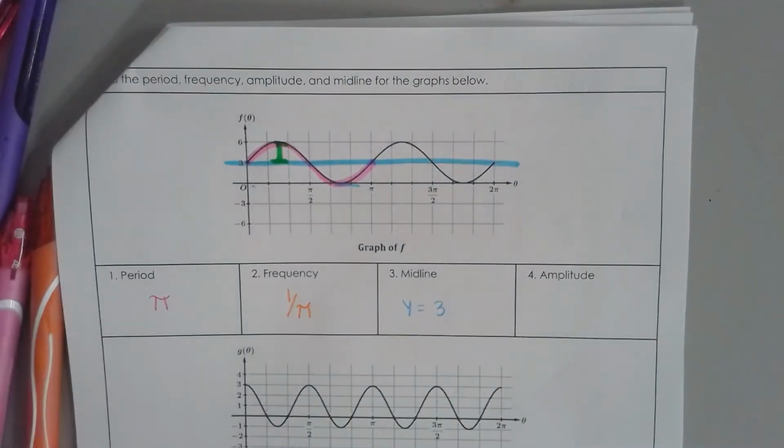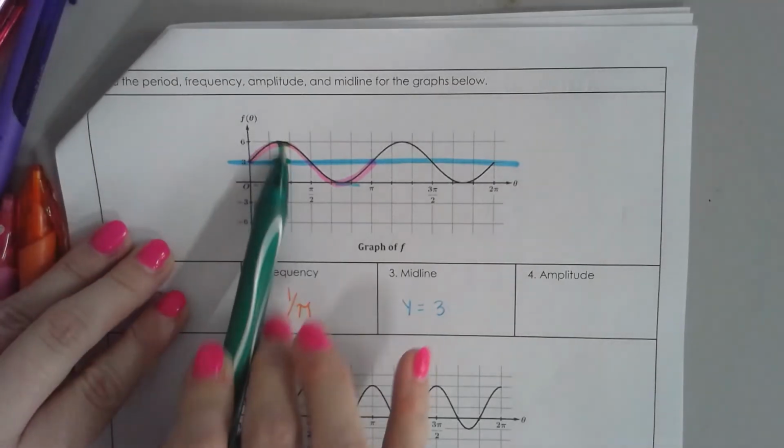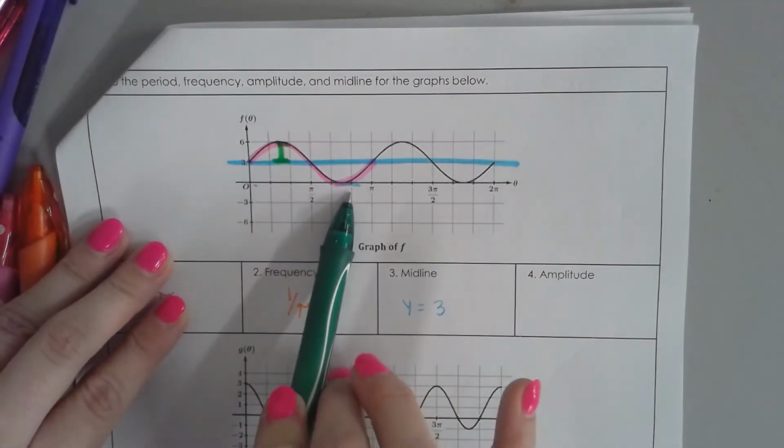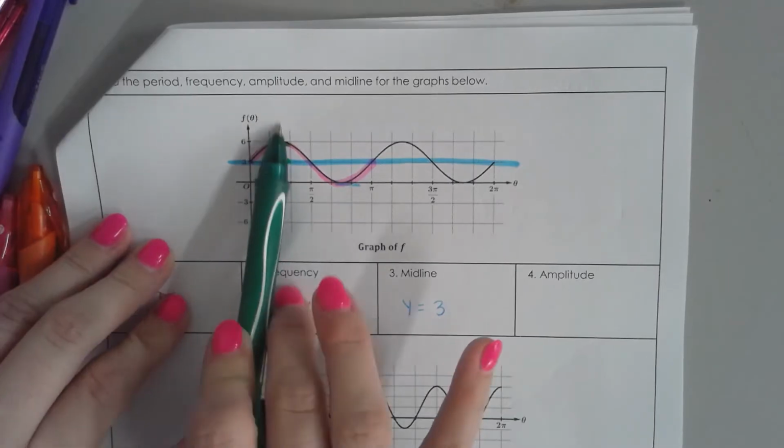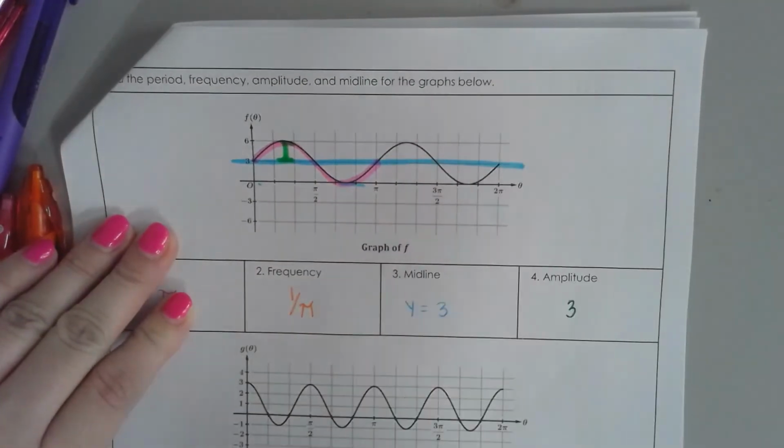All right, and then the amplitude is from here to here. So what is the amplitude? It's from your midline to the peak or to the bottom. So from 3 to 6. How many is that? 3. So your amplitude is 3.